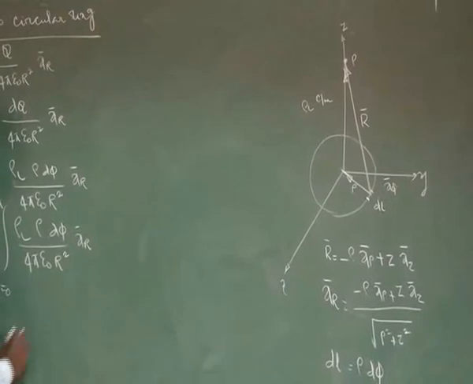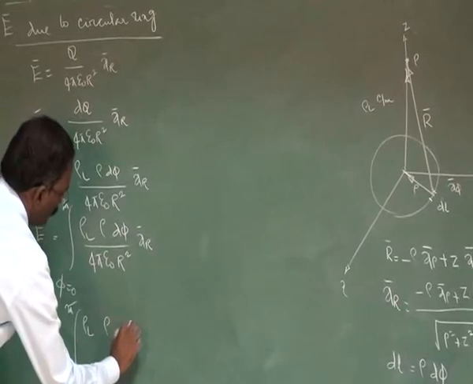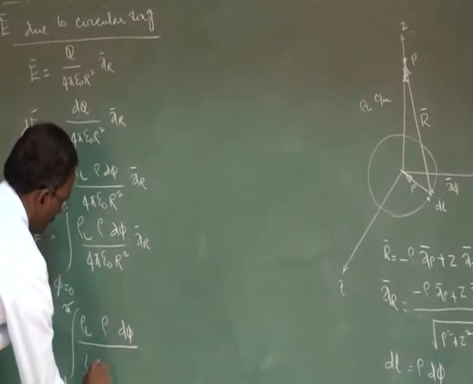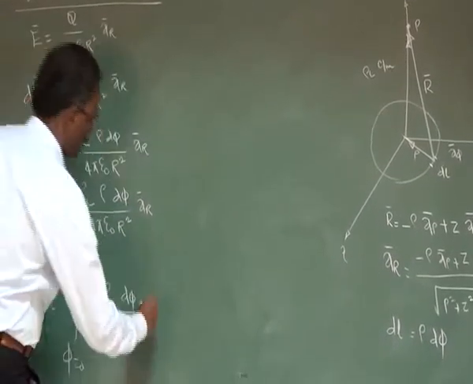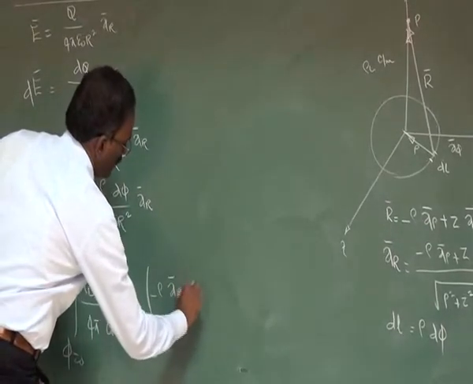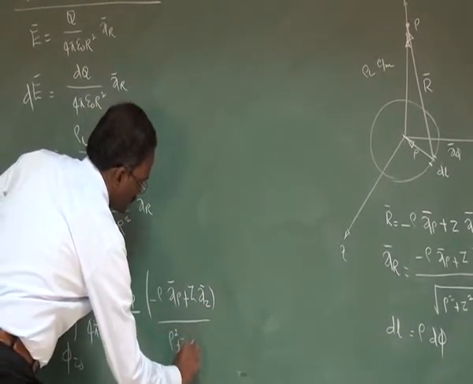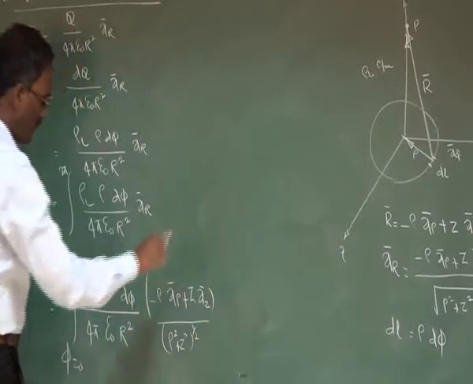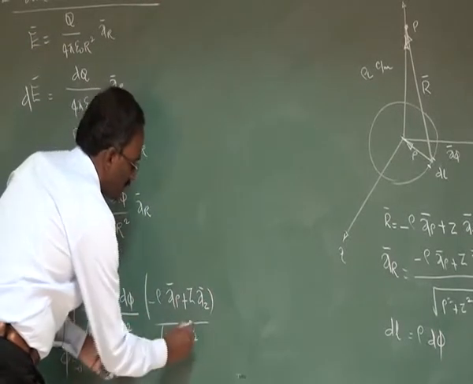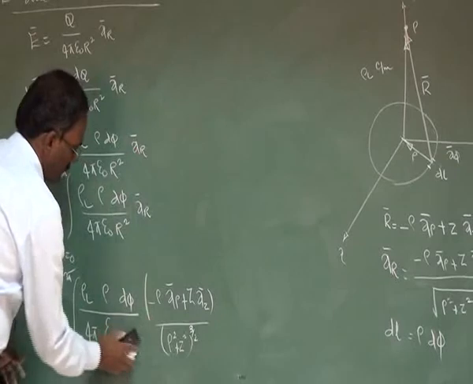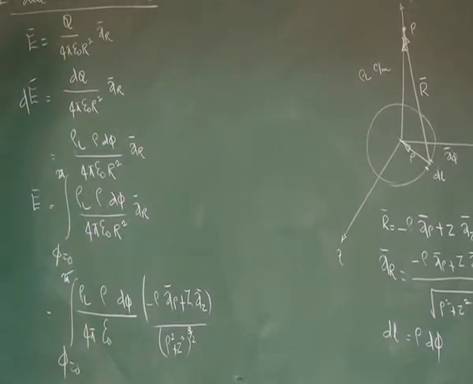You substitute this equation. Phi is equal to 0 to 2 pi, rho L rho d phi by 4 pi epsilon O r square, into minus rho a rho bar plus z a z bar, divided by rho square plus z square, power of square root, then this is r, this is r value r square. So, I will write straight away, it is 3 by 2. Now, I do not want r square, this r square is considered here. So, it is rho square plus z square power 3 by 2.